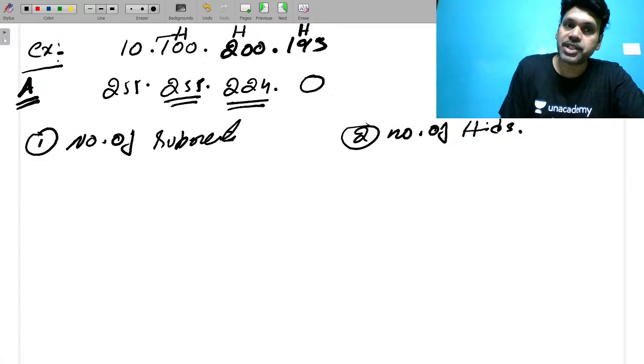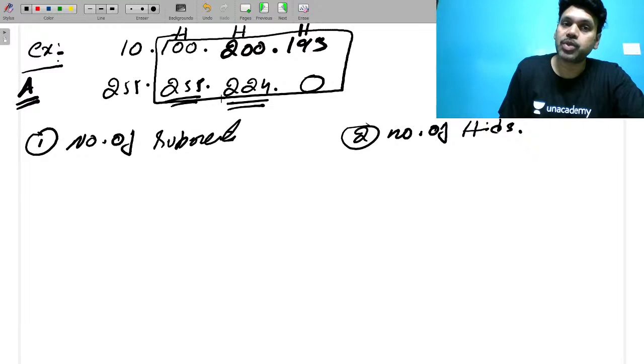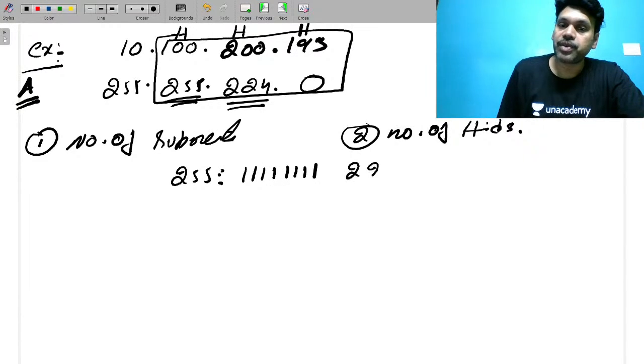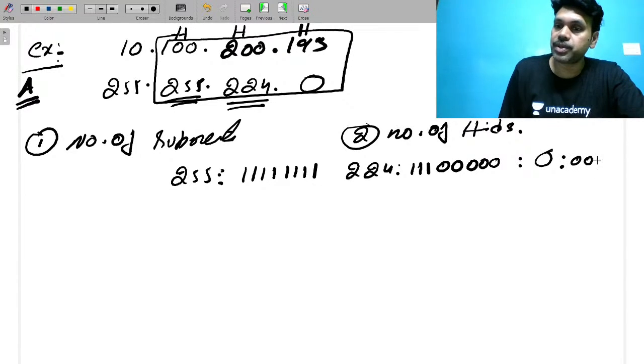So write your HID part into binary. What is your HID part? 255, 224, 0. 255 is eight ones, 224 is 1, 1, 1 and the remaining zeros, and 0 is eight zeros.